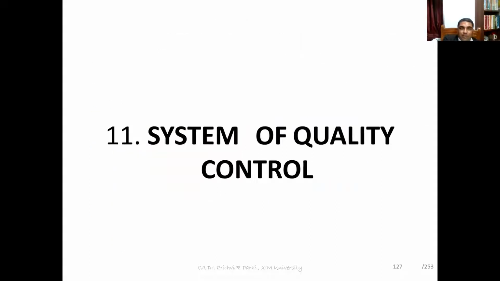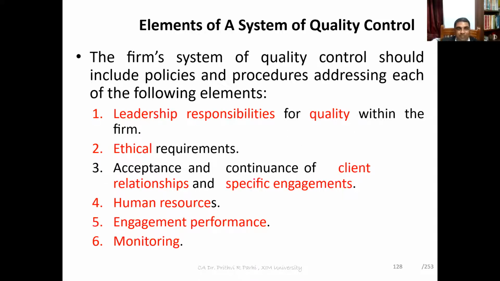Auditing firms are required to have a system of quality control. The auditor should follow the quality control system. If we talk about an auditing firm, they should have different policies. The policies should cover leadership responsibilities and qualities within the firm. There should be a policy on ethical requirements. There should be a policy on acceptance and continuance of client relationship and specific engagement. Policy on HR, policy on engagement performances, policy on monitoring the audit. So these policies and procedures need to be clearly defined. That will ensure that the audit firm is having a good quality control system. Okay, this is about the audit firm.